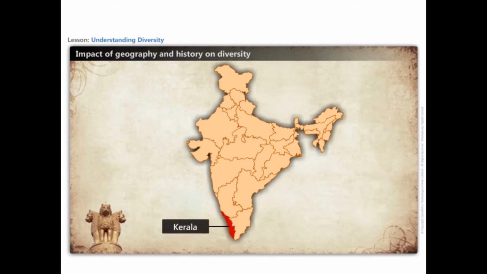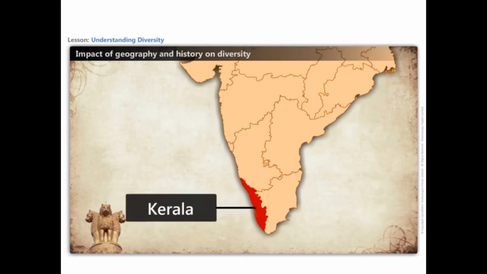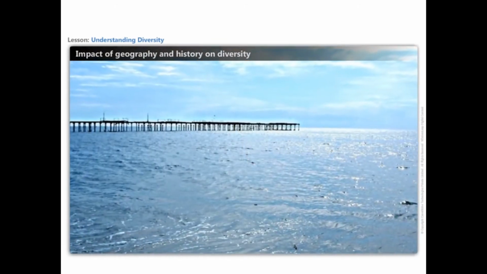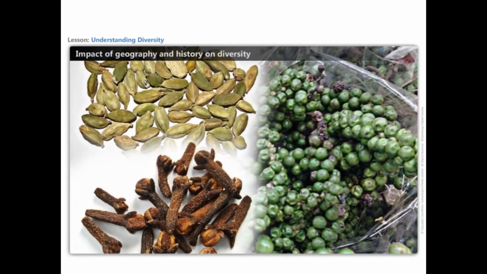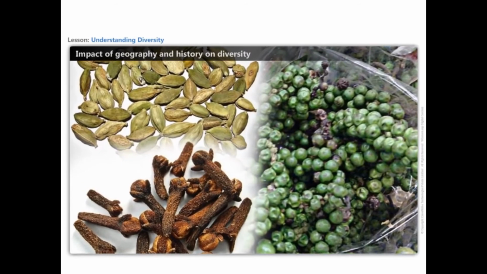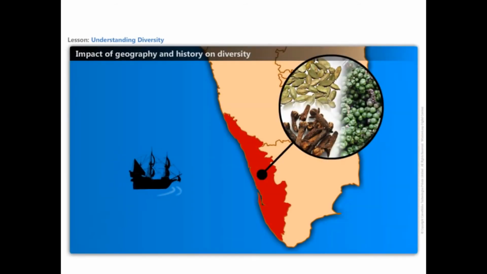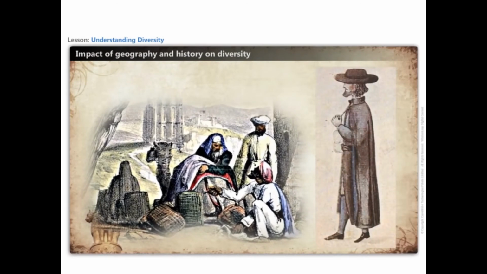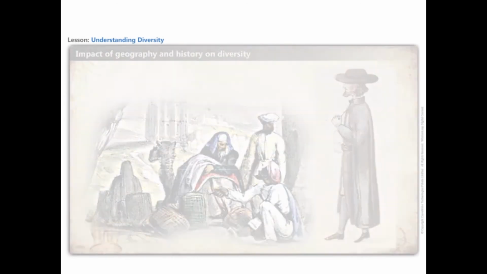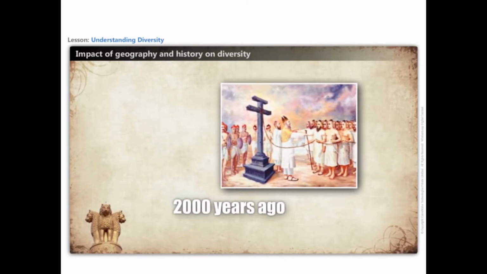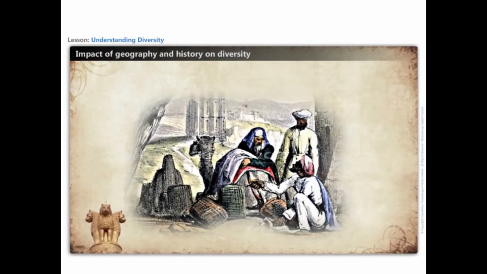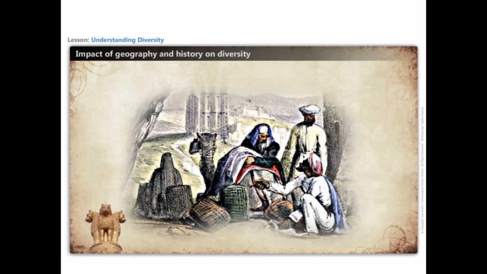Kerala is a state in the southwest corner of India. It has a sea on one side and mountains on the other. Kerala is famous for spices like cloves, cardamoms, pepper, etc. This made the region an attractive place for traders. Arab and Jewish traders were the first to come. In fact, Christianity also came to India through Kerala 2000 years ago. Many Arab traders also settled here, so it has a Muslim population also.